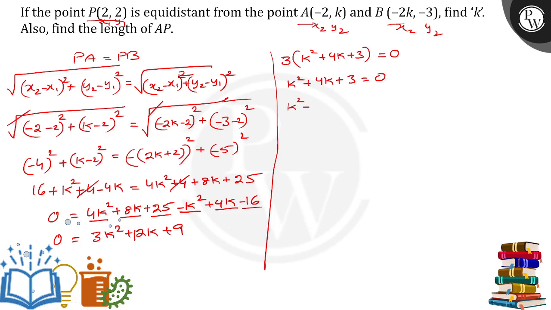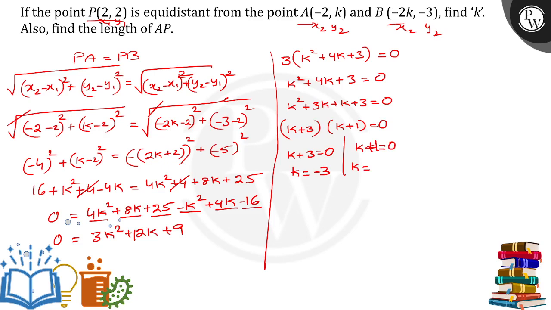k square plus 3k plus k plus 3 equal to 0. k into (k plus 3) plus 1 into (k plus 3) equal to 0. So (k plus 3) into (k plus 1) equal to 0. So k plus 3 equal to 0, so k is equal to minus 3. Then k plus 1 is equal to 0, so k is equal to minus 1.